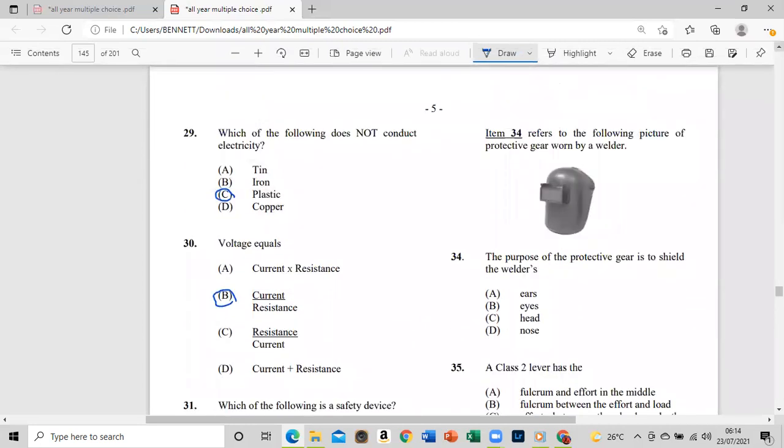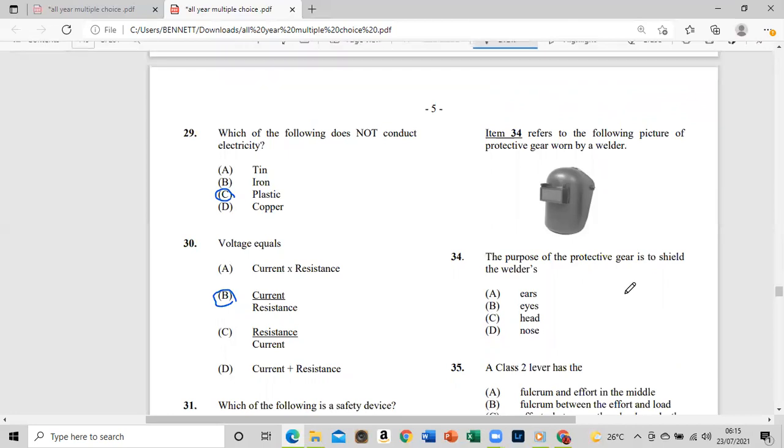All right, let's move on to 34. The purpose of this protective gear seen in the picture there: ears, eyes, head, or nose? And we all know that it is B.